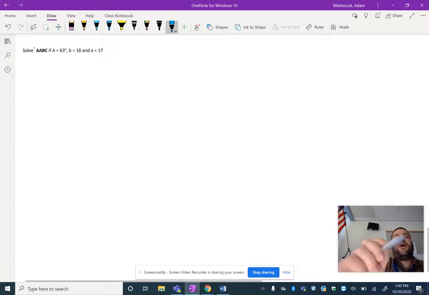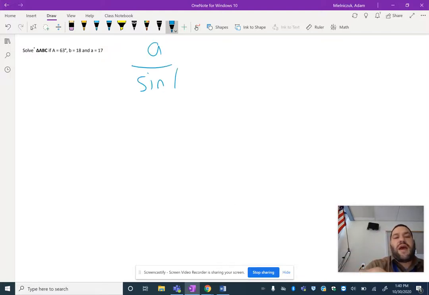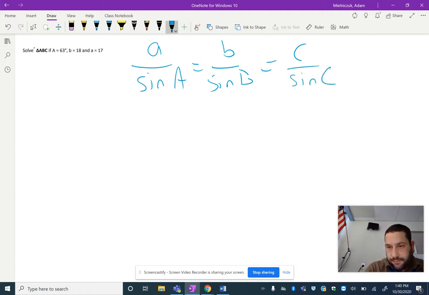All right, so let's take a look at how this works. Again, we know that A over the sine of A is the same as B over the sine of B, which is the same as C over the sine of C. All right, we have triangle ABC, not drawn to scale.